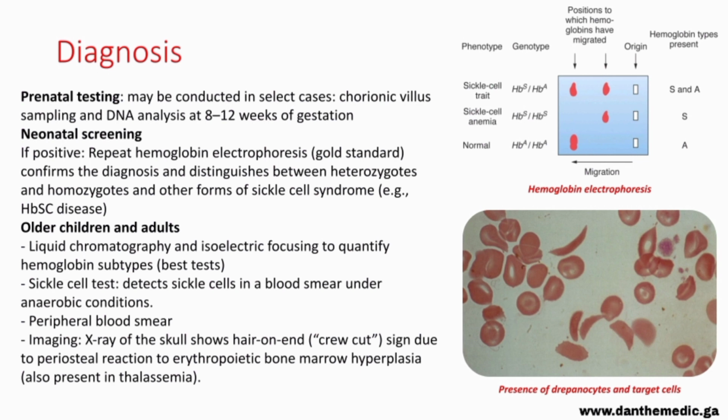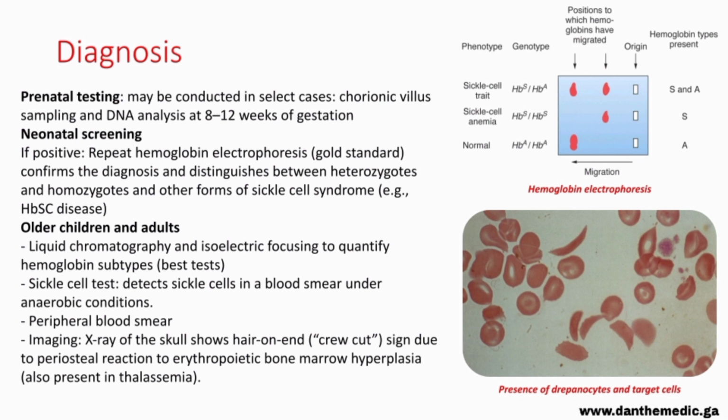So, in older children and adults, we can do liquid chromatography and isoelectric focusing to quantify hemoglobin subtypes. And then also, we can do the sickle cell test, which detects sickle cells in a blood smear under anaerobic conditions. But we have to bear in mind that this particular test does not distinguish between sickle cell anemia and sickle cell trait. Then, we can do a peripheral blood smear.